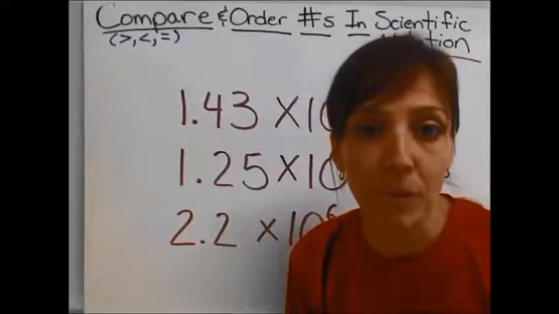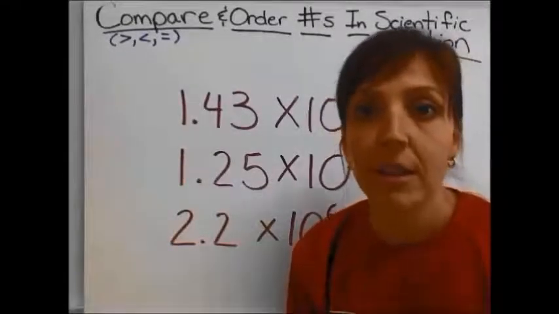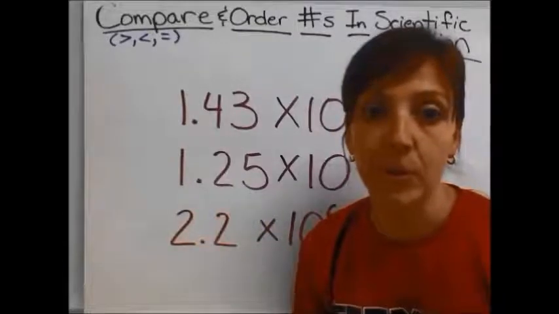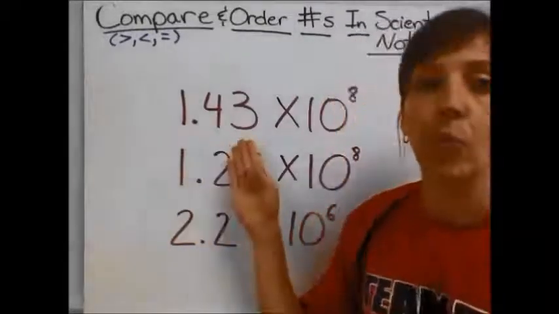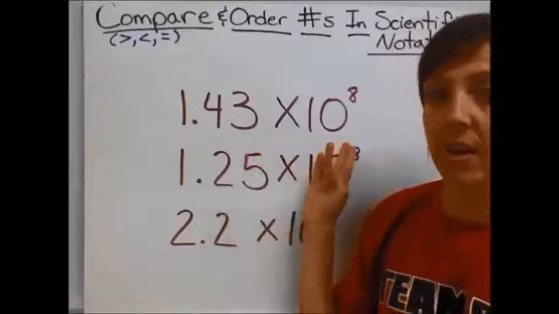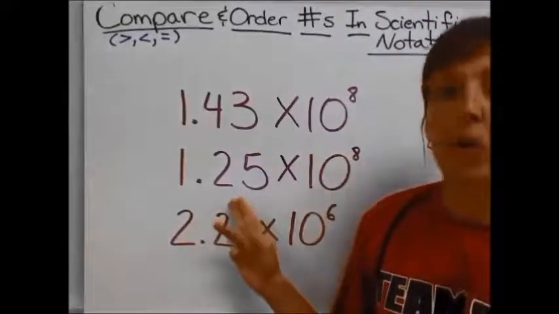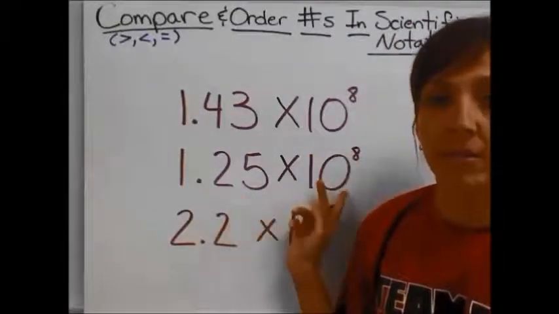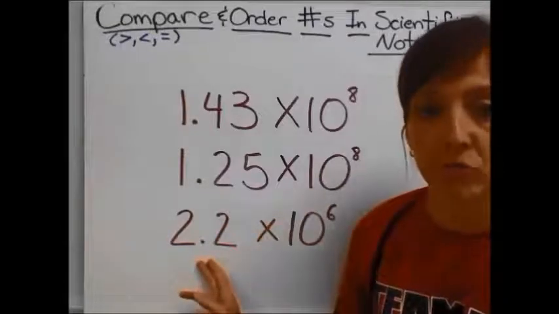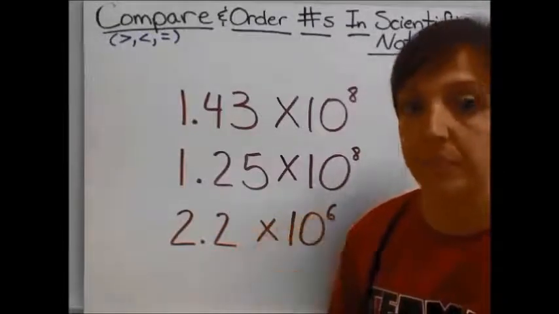Comparing and ordering numbers written in scientific notation. Let's take a look at these three examples here on the board. First, we have 1 and 43 hundredths times 10 to the 8th power. 1 and 25 hundredths times 10 to the 8th power. And last, 2 and 2 tenths times 10 to the 6th power.